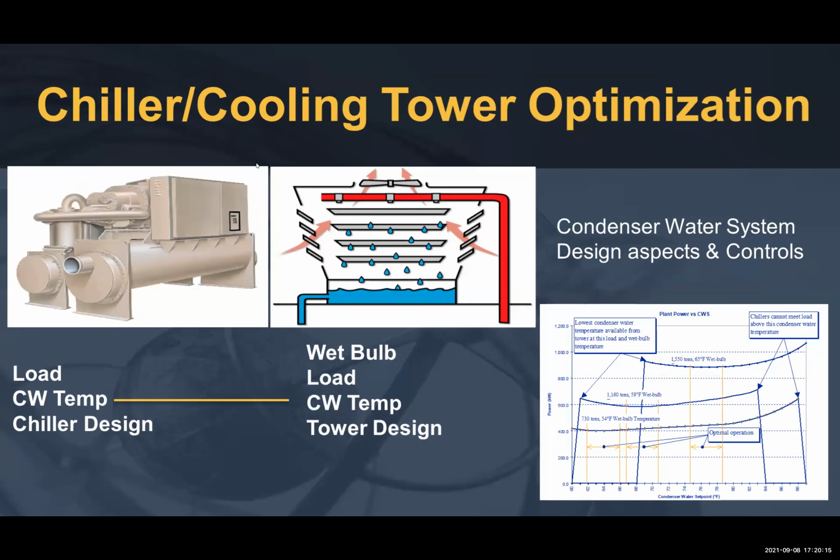Now, while we design this, the chiller and cooling tower balancing is another tricky point. The chiller, as we know, the performance depends on load, the condenser water entry temperature, and chiller design. So the cooling tower performance depends on the wet bulb, the load on the cooling tower, the condenser water temperature at which it enters and leaves, and tower design and approach.